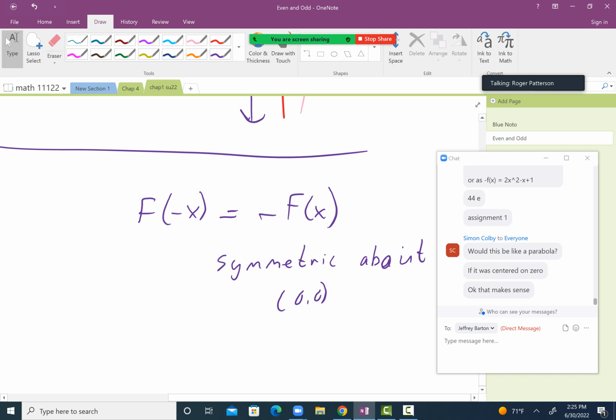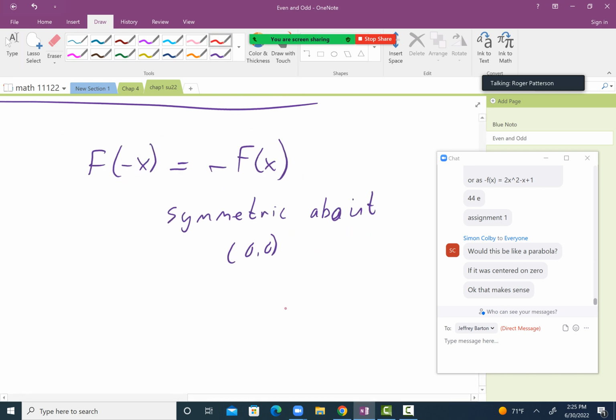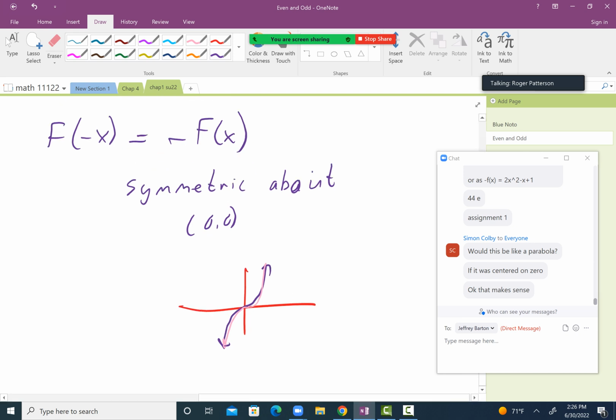Okay, so it's symmetric about the origin. So actually, the cubic does work, because if you flip this pink part here about the origin, it comes down this way. It's really hard to see that symmetry. Some people can. It's hard for me to see it, but that's what's happening.